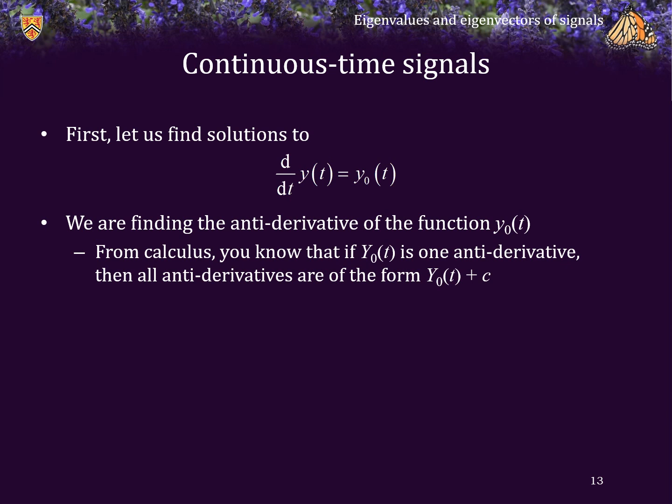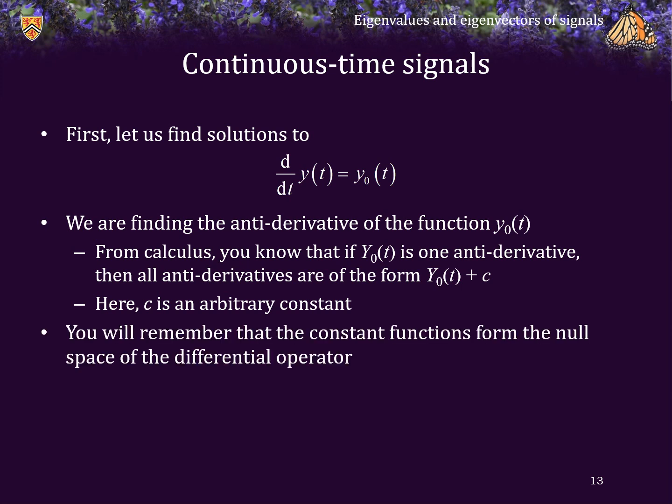Now, from calculus, you know that if y0 is one antiderivative, then all antiderivatives are of the form this function plus a constant. So, for example, if y0 is cosine of t, then a solution to the derivative of y equaling cosine of t is for y to be equal to sine of t. However, sine of t plus 7 also has a derivative of cosine of t, and sine of t minus 500,287 also has a derivative equal to cosine of t. Here, c is an arbitrary constant.